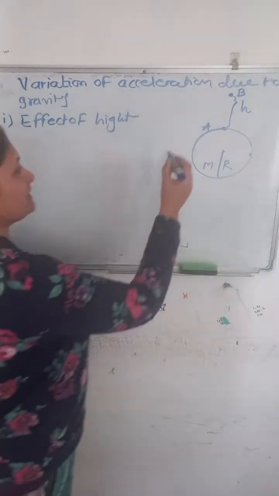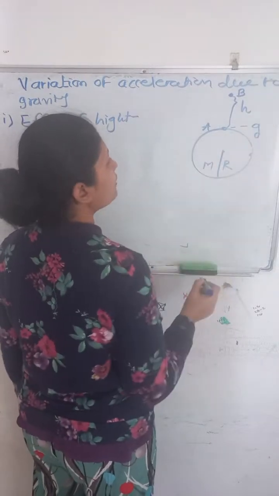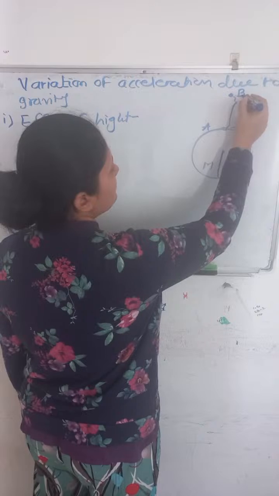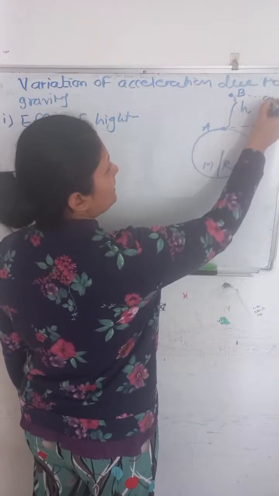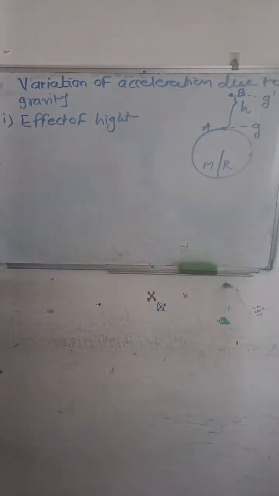So when the body is at A, that time I got acceleration due to gravity g, and when I raised the body to a certain height h, at that time I am getting the acceleration due to gravity g dash. So here also we have an earth whose radius is capital R and whose mass is capital M. Initially when the body is on the surface of the earth, we got acceleration due to gravity small g, and when I raise that body from A to B through some height h, I am getting acceleration due to gravity as g dash.